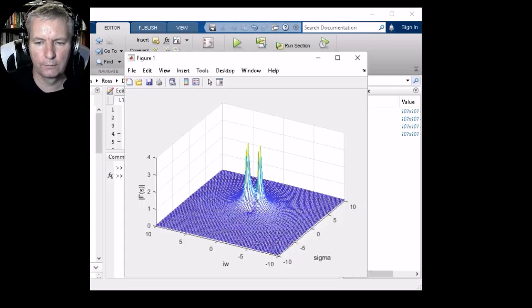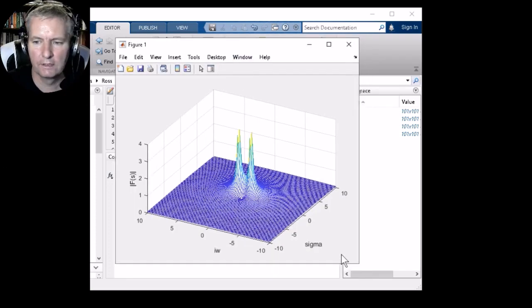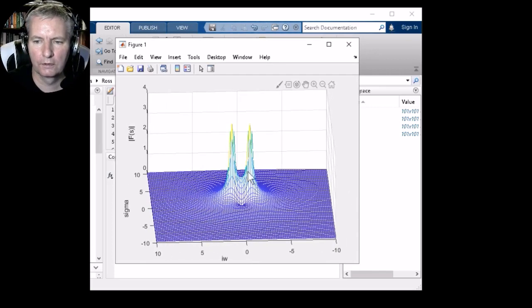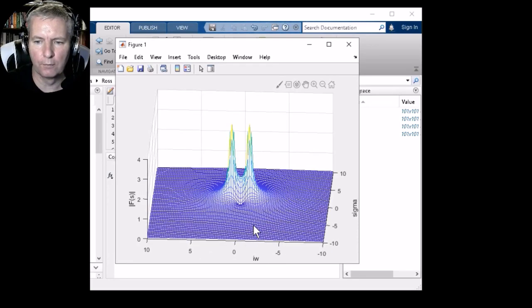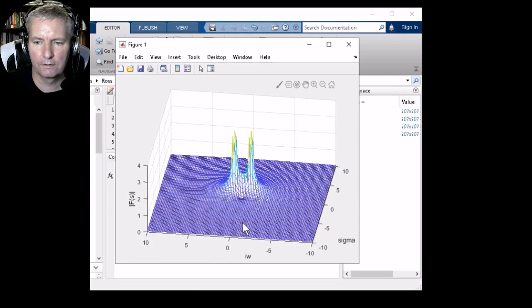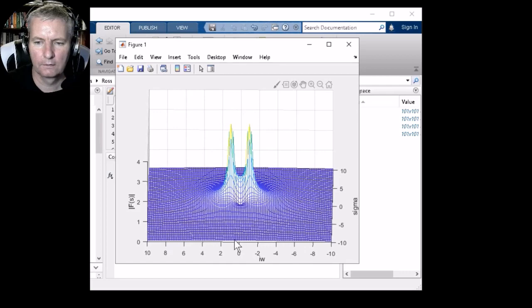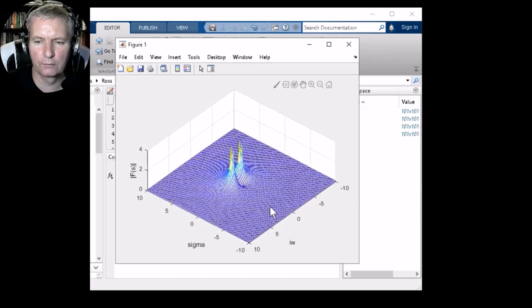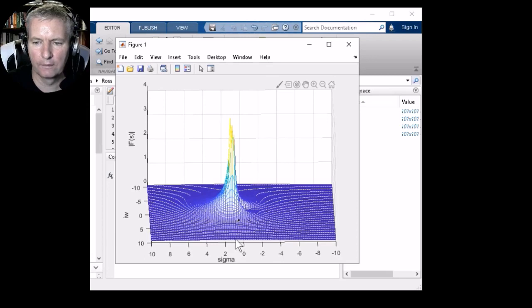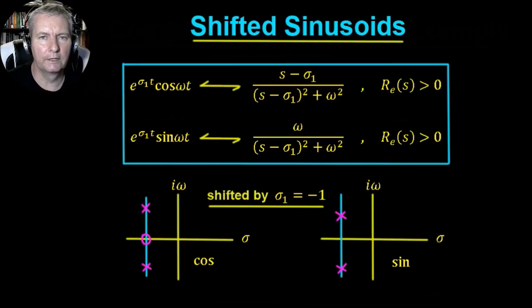So this will produce the output which we've seen, and we can see there that it's going to be two poles and a zero, and the poles on the omega axis are going to be at plus and minus 1. And also in the sigma axis the pole is going to be shifted to a value of minus 1. So you can go and try shifting the sine in MATLAB for yourself.